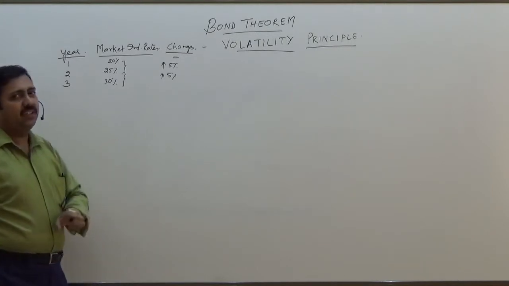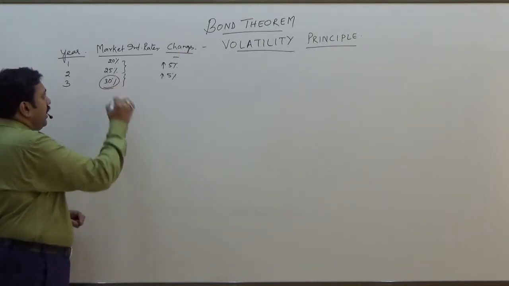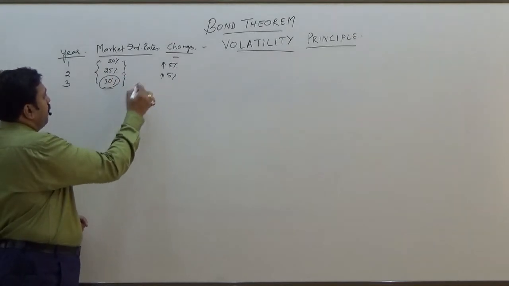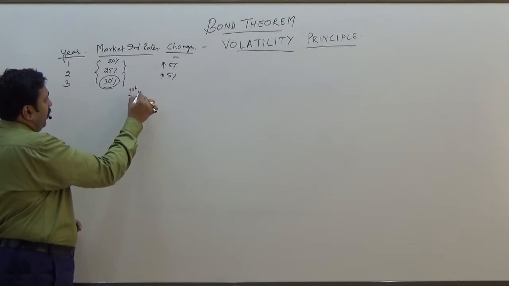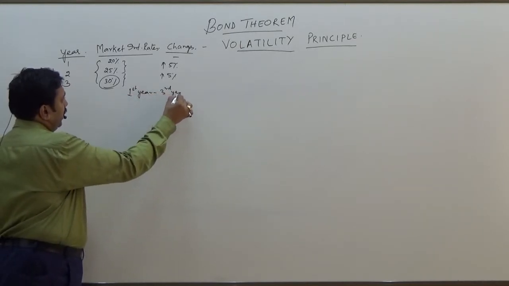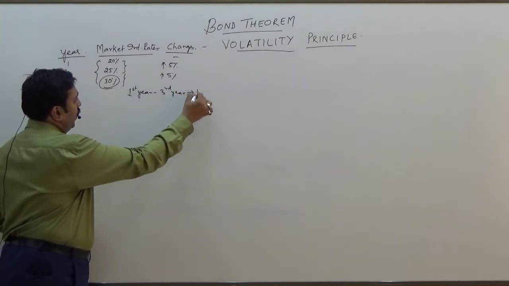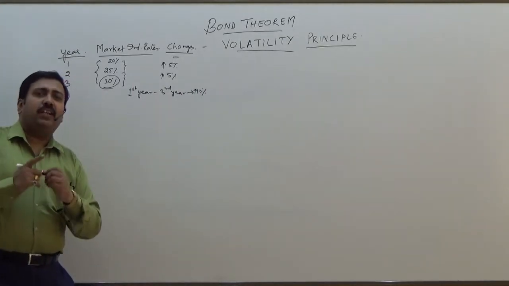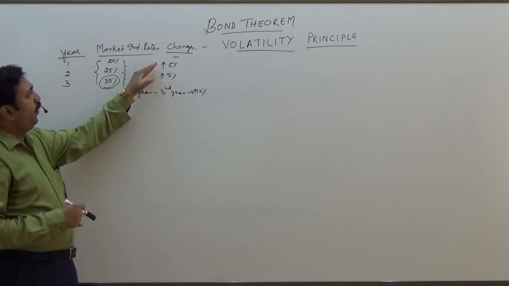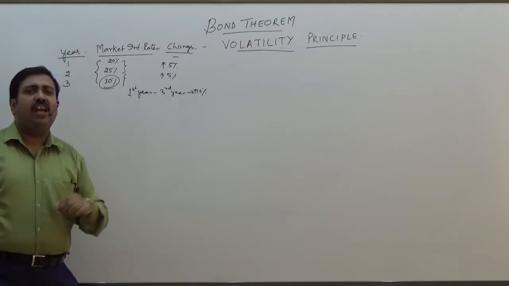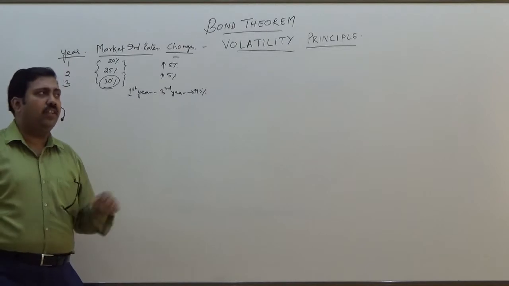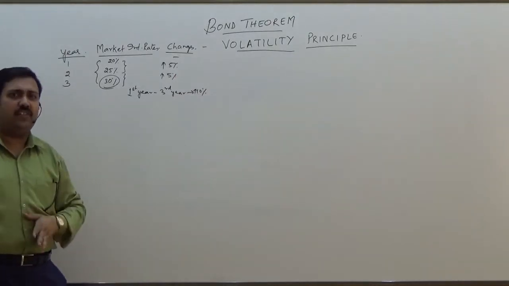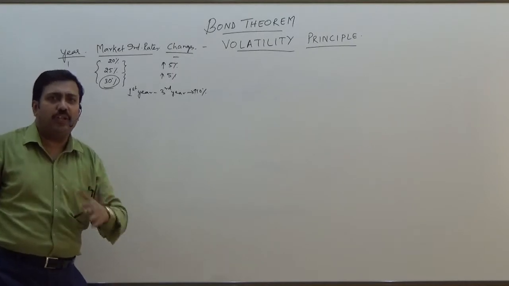Now, if I try to understand the change for my third year in comparison to the first year, from the first year to the third year the interest rates in the market have gone up by 10%. What we understand by the term volatility principle is, when there is a change in the market interest rates, how that is going to impact the market prices. It directly impacts my bond prices, as we have already understood in the sensitivity principle.